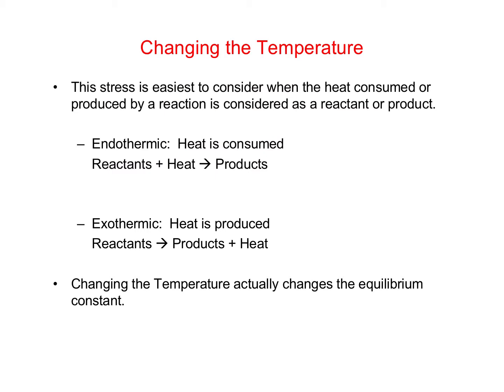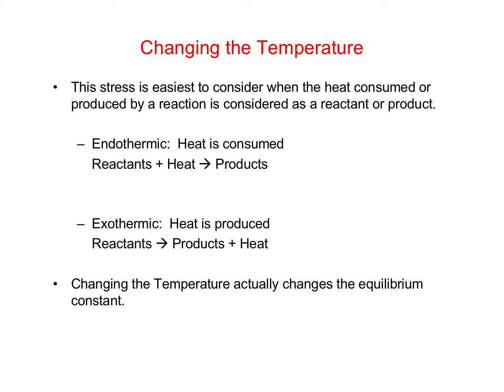Okay, the final thing we want to consider is changing the temperature. The easiest way to consider this stress is by treating heat as either a product or a reactant. And so I'll even explicitly write heat on whichever side is appropriate. We know that in endothermic reactions, heat is consumed. And so we can think about heat as being a reactant. For an endothermic reaction, we've got reactants and heat making products. So if I increase the temperature, that's adding heat. That's like adding a reactant, and that's going to shift it to the right.